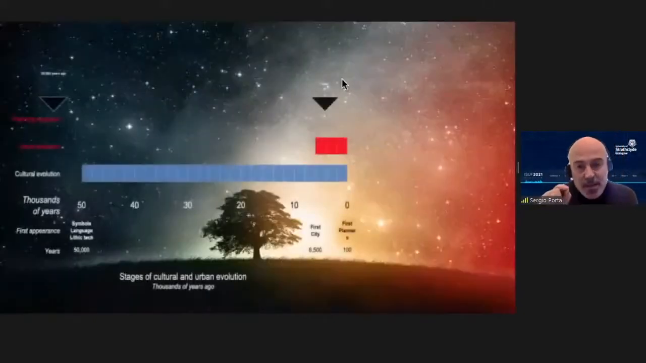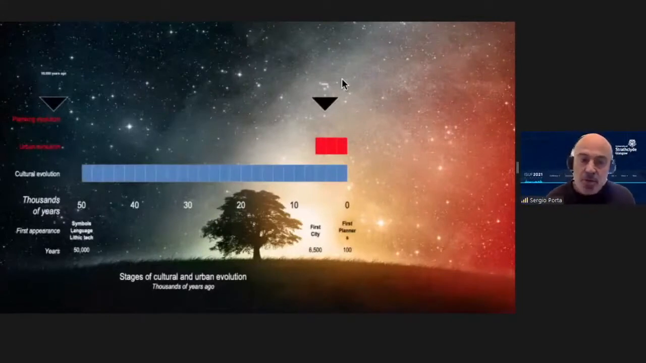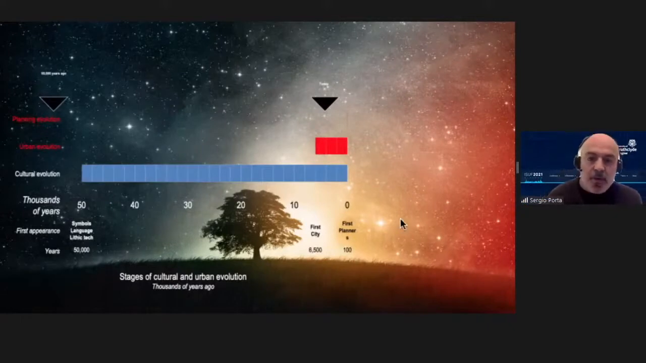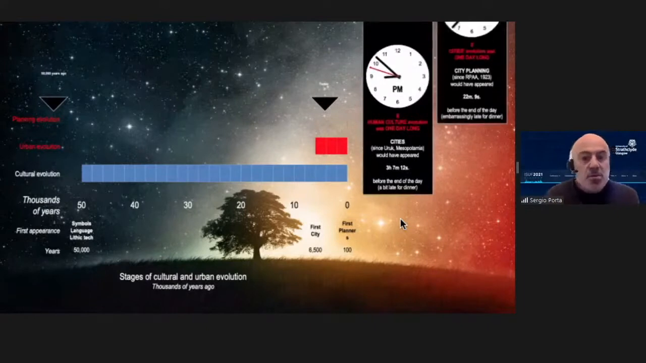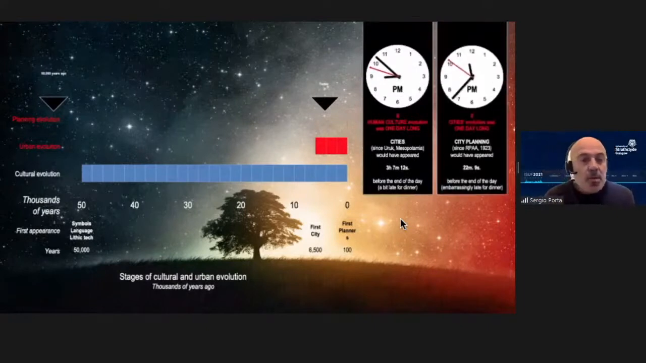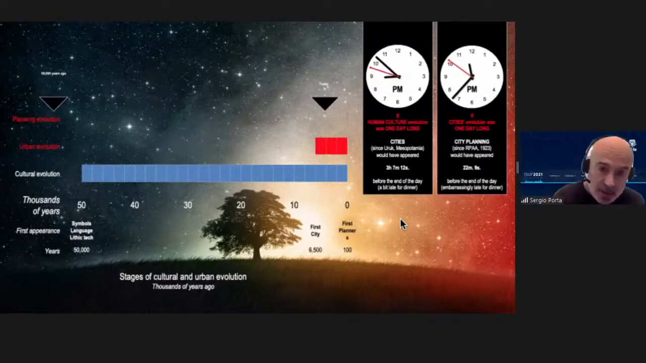Now, let's take that invisible thin thing, which is the human cultural evolution, and make it this blue bar here, okay? If that thing was 24 hours long, cities would have appeared roughly 3 hours before the end of the day. So a bit late for dinner, so to speak. These are cities, which are a cultural product.